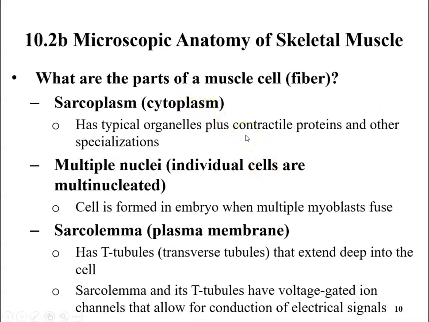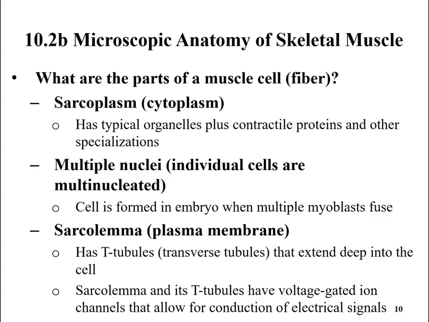All right, the microscopic anatomy of skeletal muscle. Well, what are the parts of a muscle cell? You have the sarcoplasm. This is the term for cytoplasm in a muscle cell. It's going to have your typical organelles like mitochondria, Golgi, etc., plus contractile proteins and other specializations. Multiple nuclei.